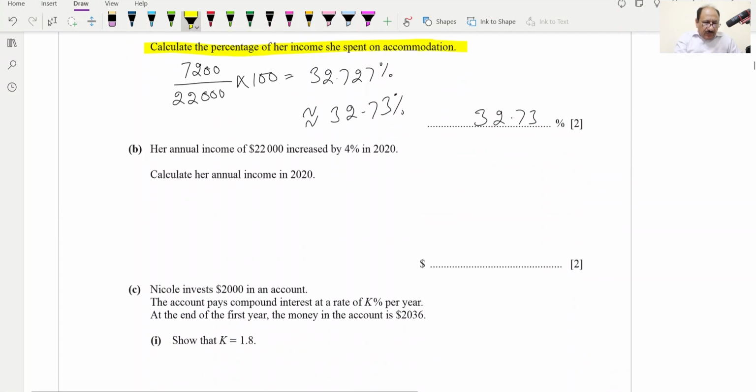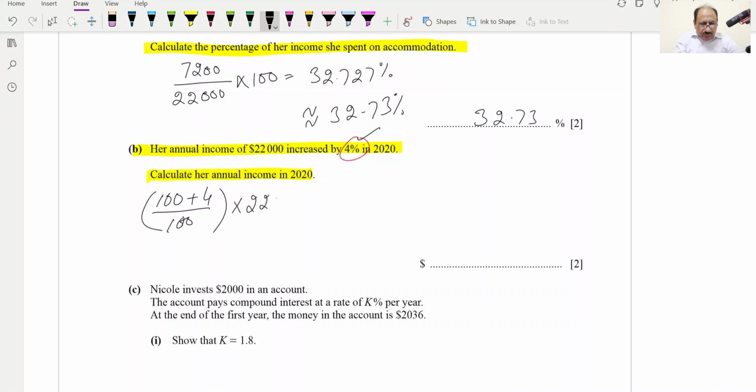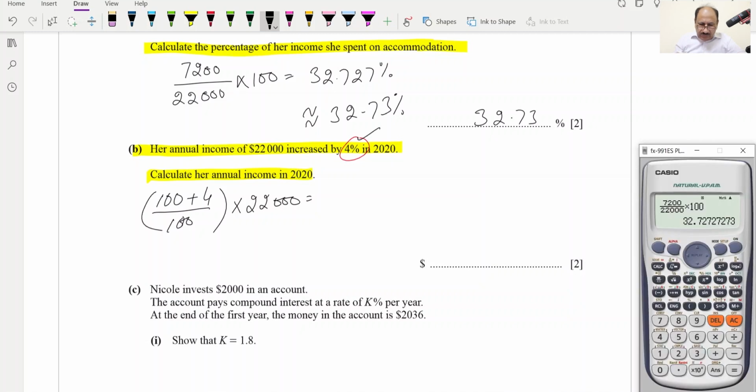Then B part, her annual income increased by 4% in 2020. Calculate her annual income in 2020. Now the increment is 4%, and for an increment we will be taking 100 plus whatever the rate is. So 100 plus 4 over 100. This is for the percentage increase, and the increase is on 22,000, and this calculation will give us the proper answer.